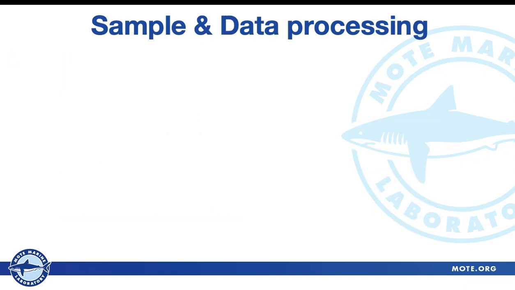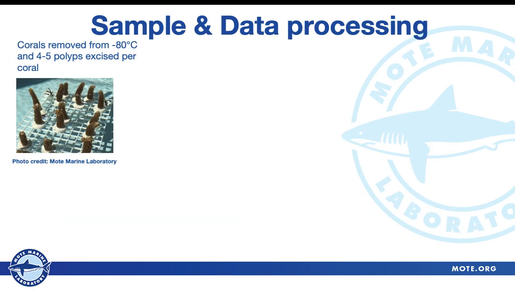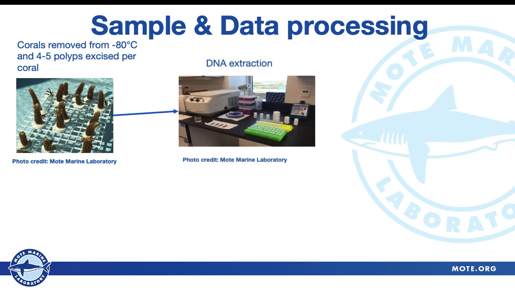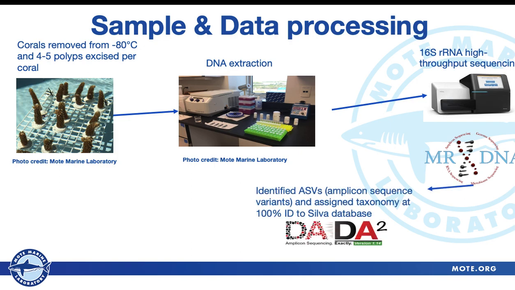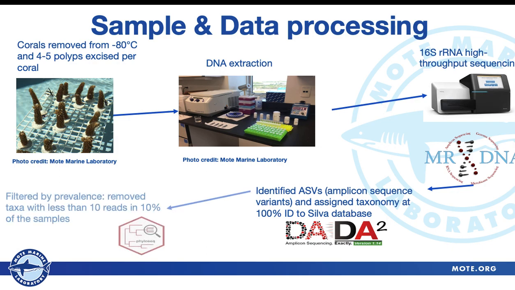In terms of our sample and data processing, we took tissue scrapes of our genotypes, which we then performed DNA extraction on and sent off to Mr. DNA for 16S rRNA sequencing, which provided us with sequence data that we could then feed into the DADA2 pipeline and Silva database to get our amplicon sequence variant and taxonomy information, which we could then filter by prevalence to remove the taxa that were basically not present.